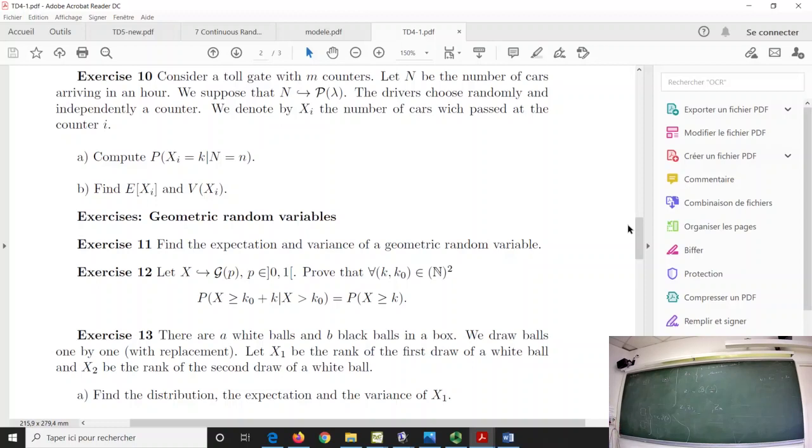From these things that allow me, in fact, to know if they pass or not, if I want to express the total number of cars that pass counter I, are you able to express this quantity using this random variable here? If yes, what is the relation?